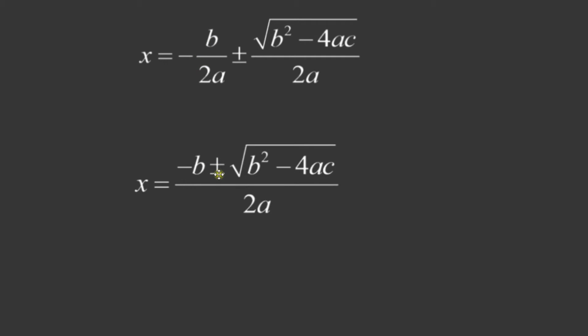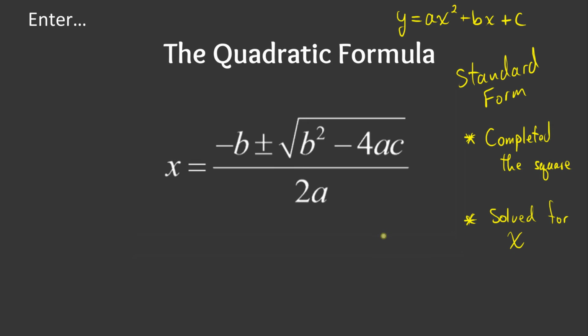Negative b plus or minus the square root of b squared minus 4ac all over 2a. And you're going to need to use this all the time. You're going to have to memorize it, but more importantly, you're going to want to understand it. So that was the derivation, or how we get this formula, and the pieces of the formula are really important.